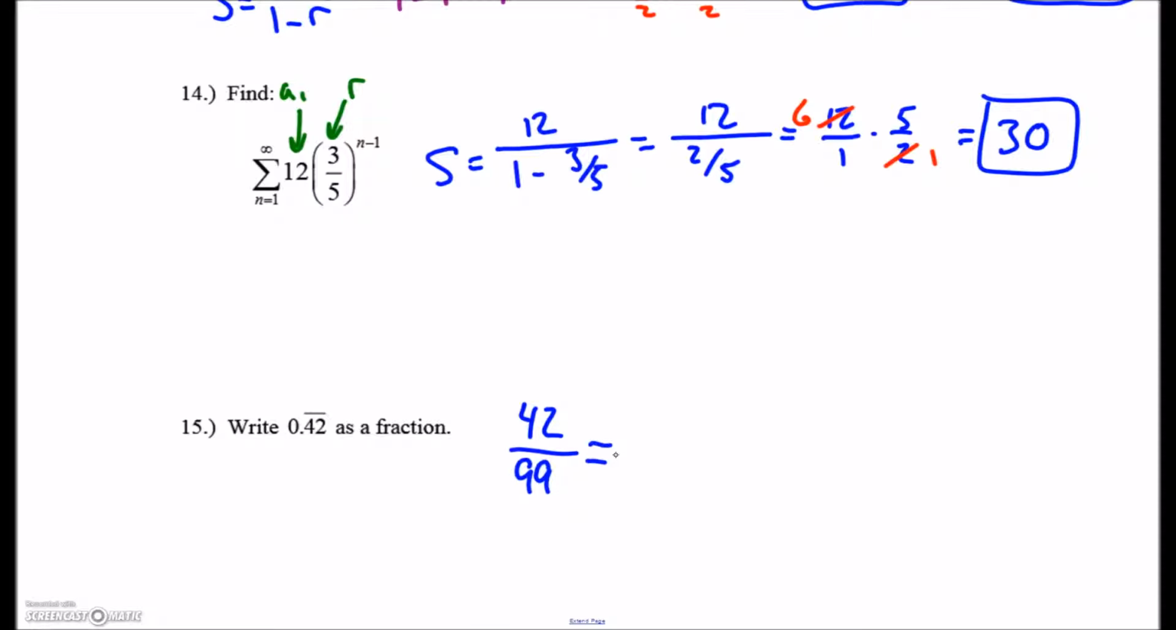And now I just have to make sure that I simplify the fraction. Each of these is divisible by 3. When I divide the numerator by 3, it gives me a 14. When I divide the denominator by 3, it gives me a 33. And also, feel free to check this on the calculator. Do the 14 divided by 33, and it'll give you 0.424242, and then you'll know that you've done this correctly. Okay?